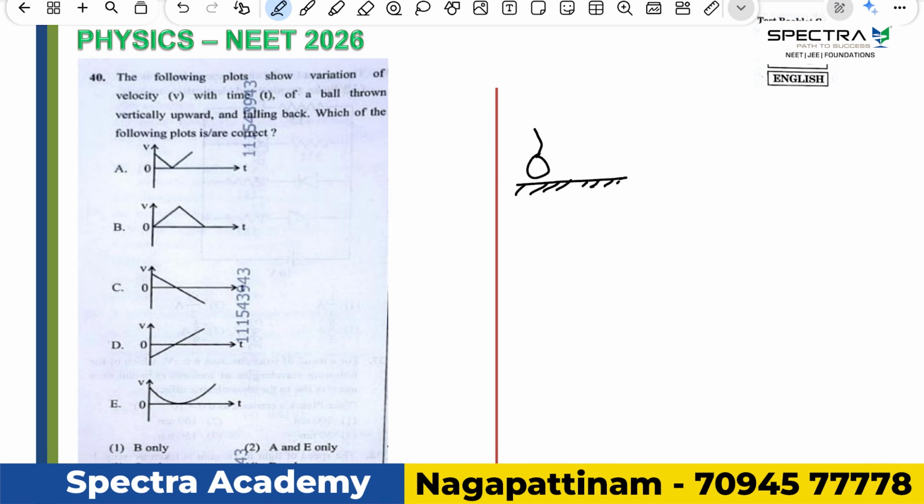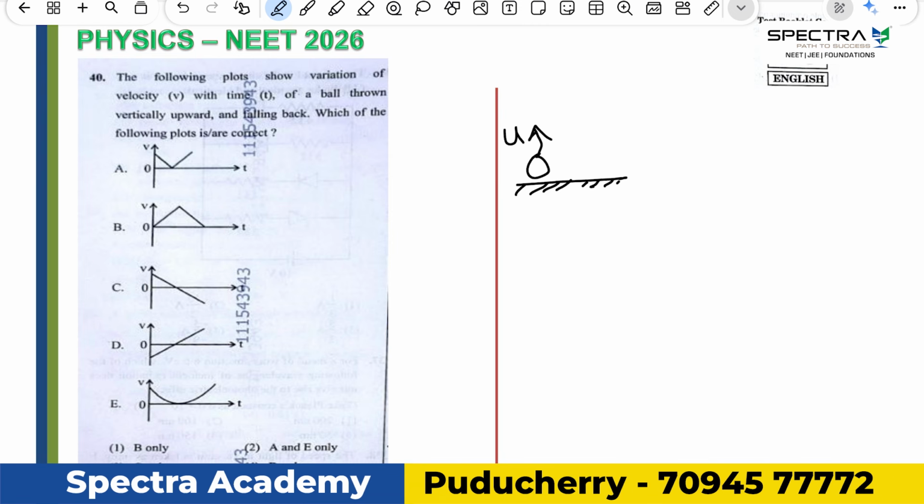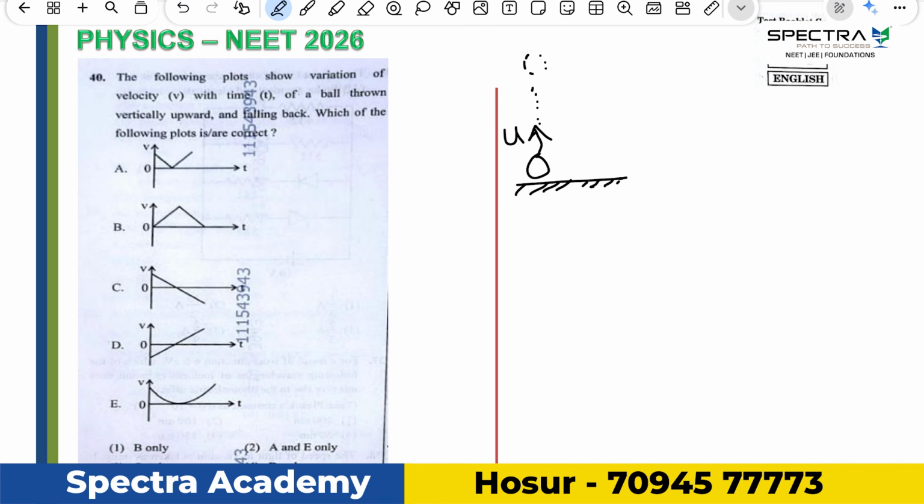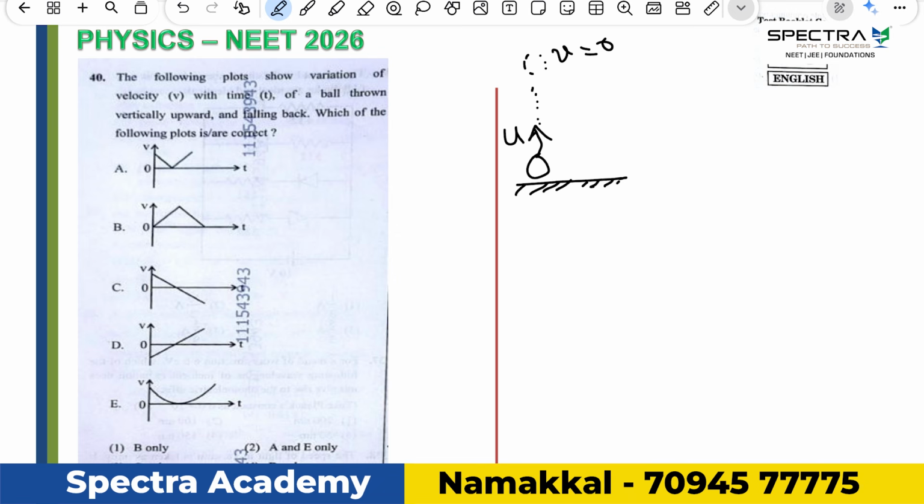Whenever a ball is thrown vertically upward with some velocity v, we have studied that as the ball moves vertically upwards, its speed goes on decreasing, and after reaching the maximum height, its speed becomes zero. And while coming back, its speed increases, but in negative direction.